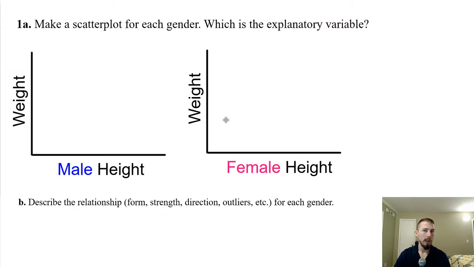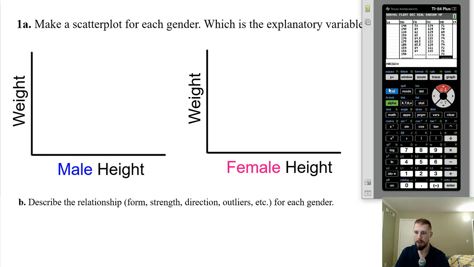All right, so what we actually want to do is look at the scatter plots. I'm going to graph out some scatter plots here. Go to second y equals, and I'm going to turn all the plots off real quick and hit enter, done. Then turn on plot 1. Scatter plot, I want to do the X list for the male height and the Y list for the male weight. So we want to know which one's the explanatory variable.